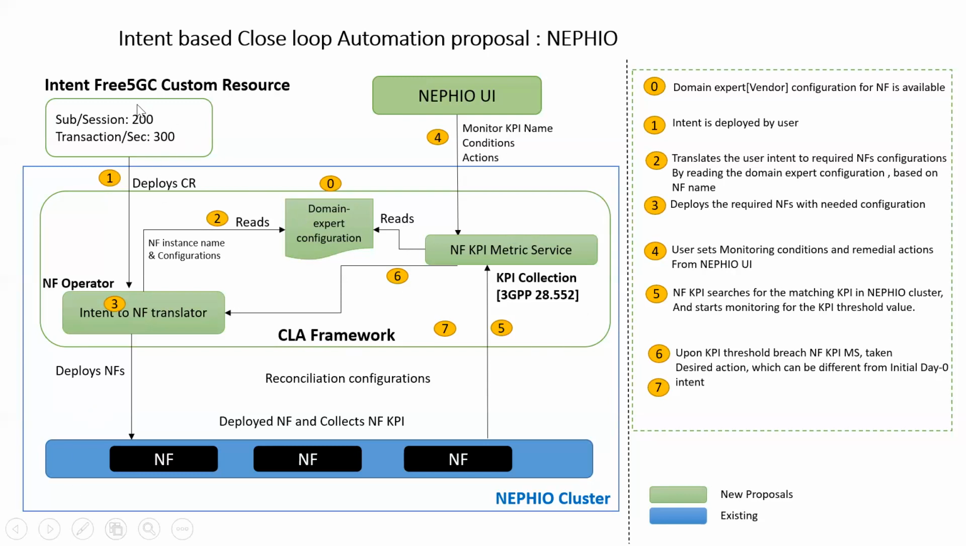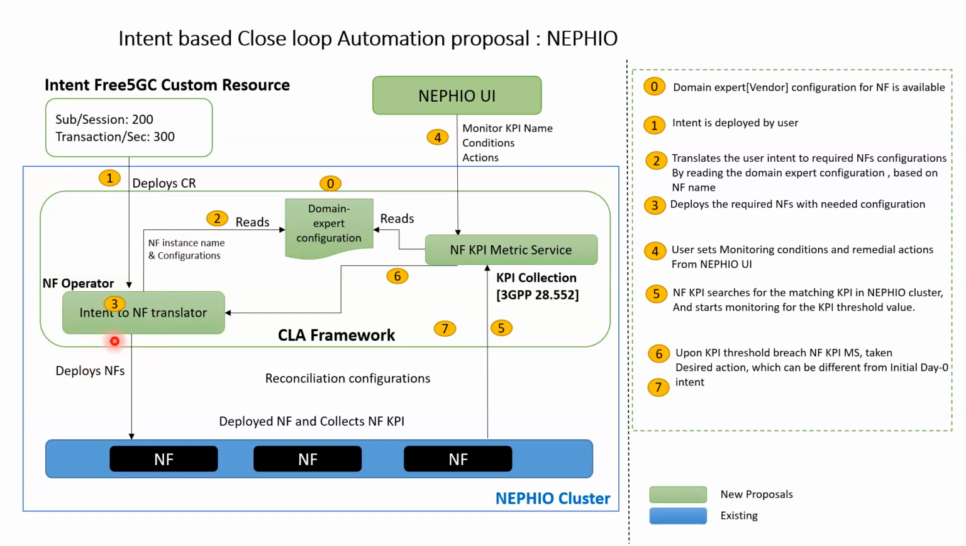Initially, I just changed the slide name to 5G SLA custom resources. What we tried to implement is that we have some sort of intent coming from the user, and the user provides some information. For example, if these are the core NFs, it says, I want 200 subscribers per session and 300 transactions per second as my requirement for the particular core NFs. Those are given in the custom resources, and then it deploys those intents.